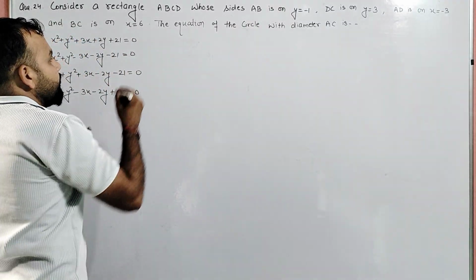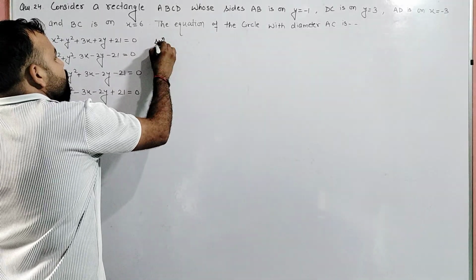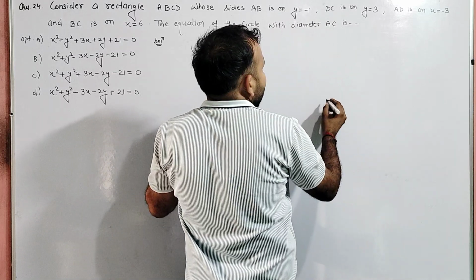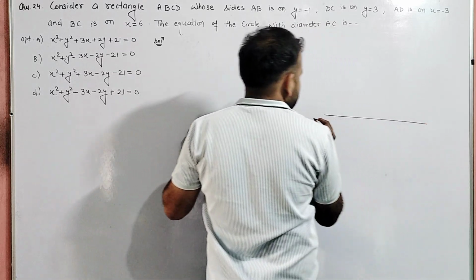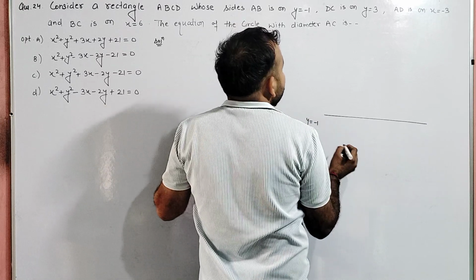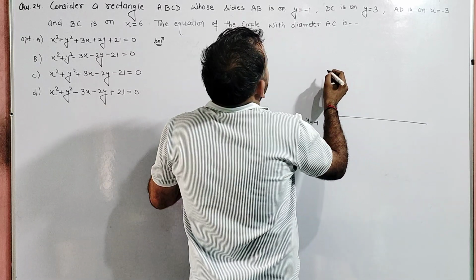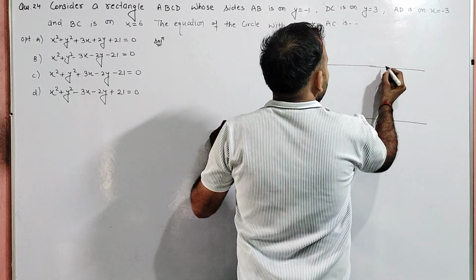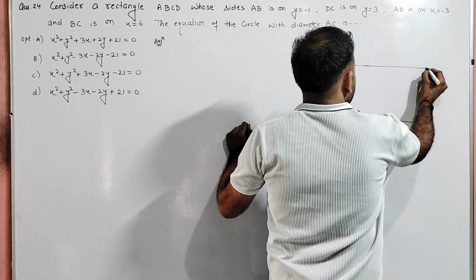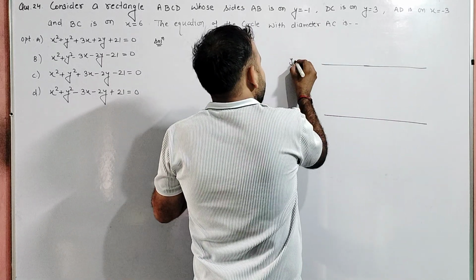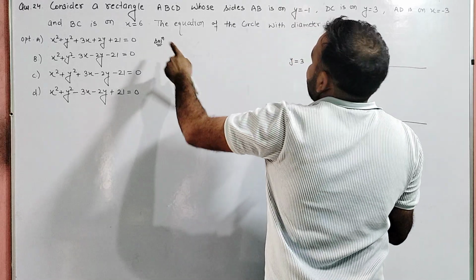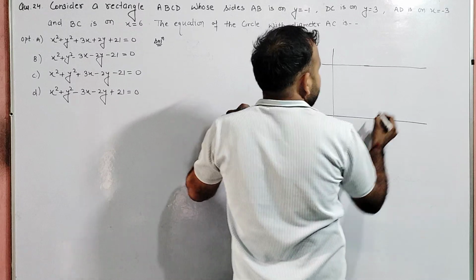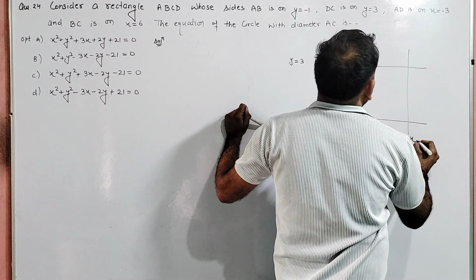So student, solution. First of all, we are going to draw a rough sketch. We need to draw y equal to -1. Let us consider this is y equal to -1. We need to draw y equal 3. This one is y equal 3. And after that, we need to draw x equal -3. Let us consider that is x equals to -3. And this is x equal 6.